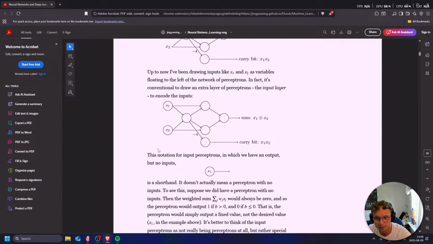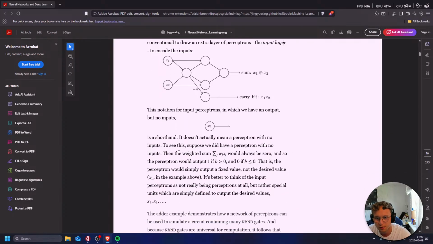All right, so this notation for input perceptrons, in which we have an output but no inputs, in shorthand doesn't really actually mean a perceptron with no inputs. To see this, suppose we had a perceptron with no inputs. The weighted sum would always be 0, and so the perceptron would output 1 if b is greater than 0, and 0 if b is less than or equal to 0. That is, the perceptron would simply output a fixed value, not the desired value.